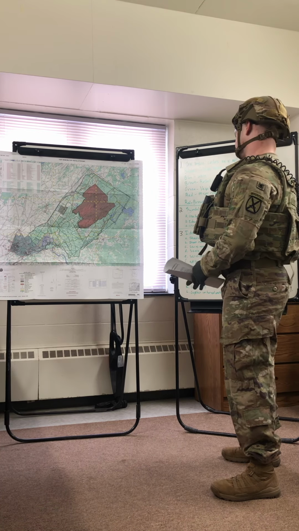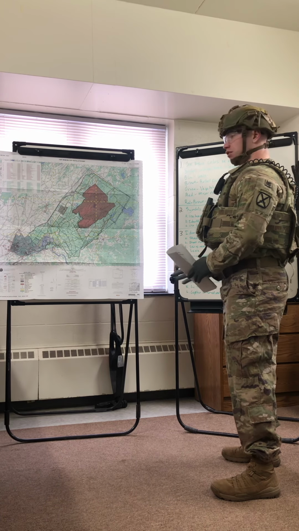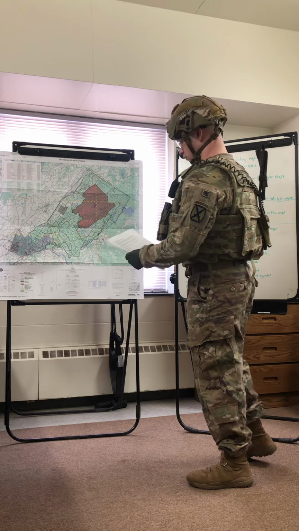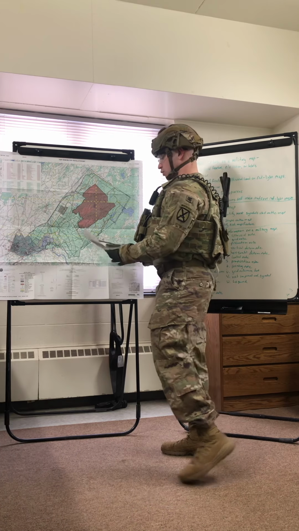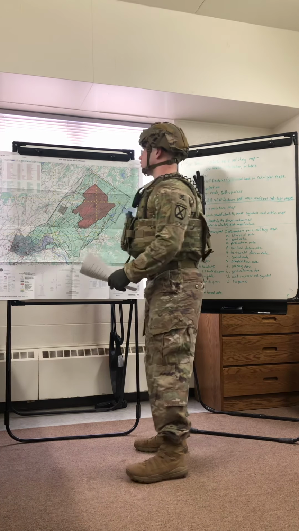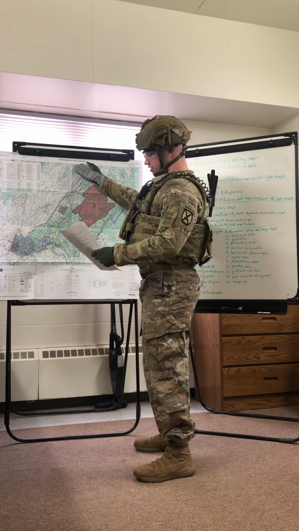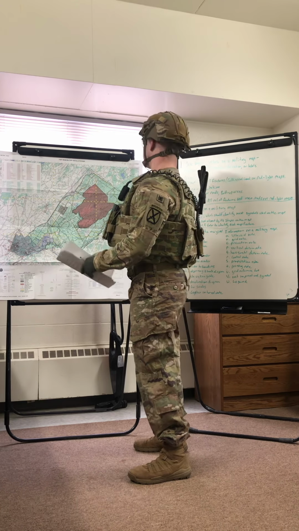So now we will identify the marginal information located on the military map. To begin, we will identify the sheet name. The sheet name is located at the top middle, it is the Fort Drum Military Installation map. Next, we'll identify the sheet number.